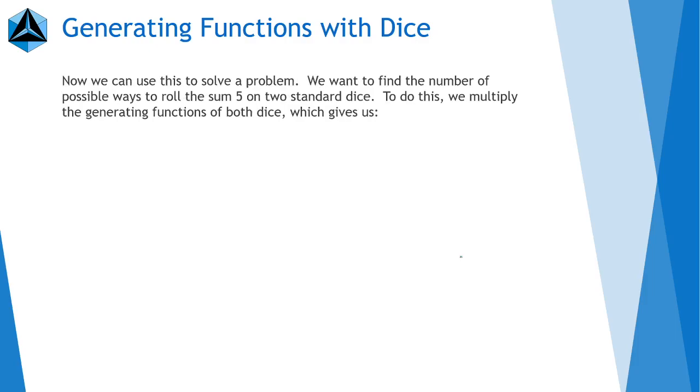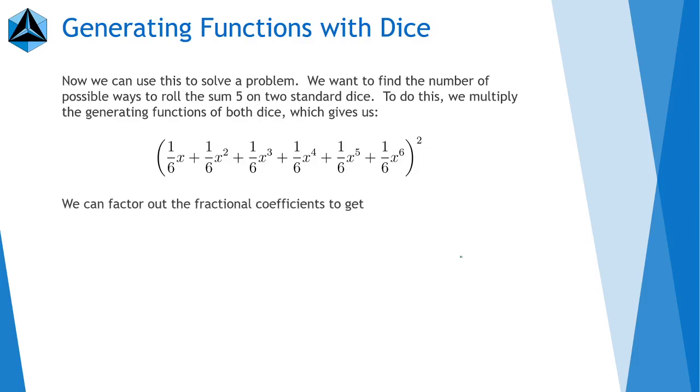We want to find the number of possible ways to roll the sum of 5 on two standard dice. To do this, we multiply the generating functions of both dice, which gives us (1/6 x plus 1/6 x squared, and so on) squared. But we can make this simpler by factoring out a 1/6 squared, giving us 1 over 36 times this polynomial right here, which is much nicer for us when we're calculating.